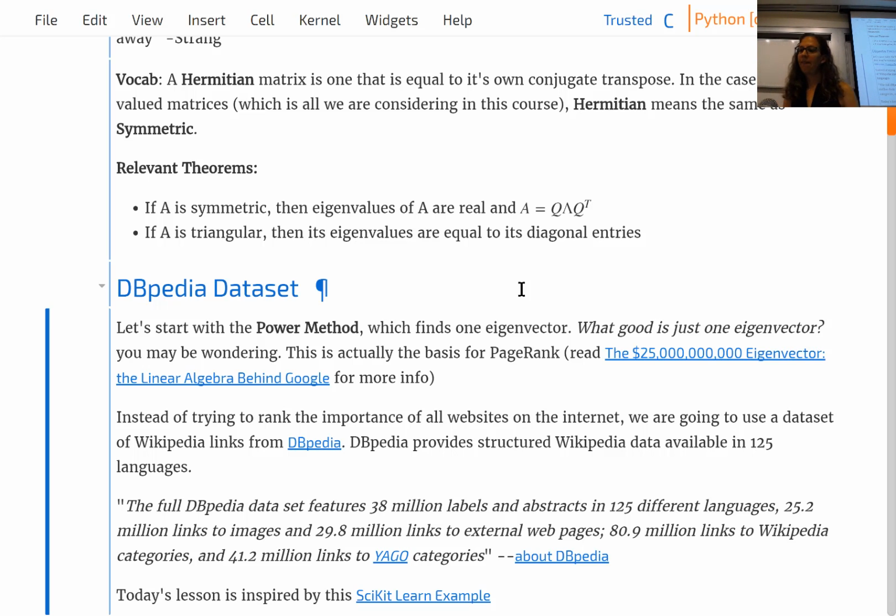I think the most significant is that we can easily find any power of the matrix just by multiplying the eigenvalues and finding this diagonal lambda matrix. That's really powerful about having the full eigendecomposition, is that you can quickly take powers of matrices. And then what's the meaning? You need all the eigenvectors and eigenvalues to do that. For the DBpedia data set, we're just finding a single eigenvector. What's the meaning of that eigenvector?